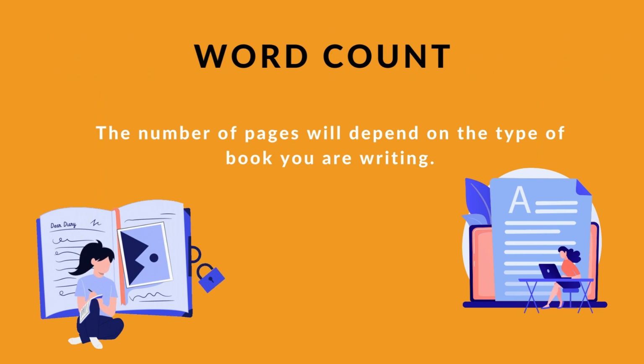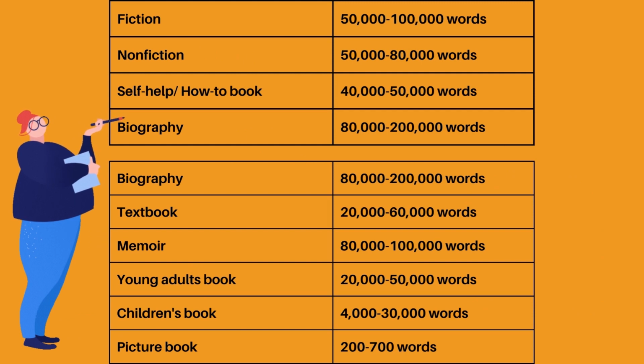Word count. The number of pages will depend on the type of book you are writing. For example, here are approximate lengths of books depending on genre. As you can see, the number of words varies significantly. For example, if your book will be addressed to young adults and students, you may follow the limits between 20,000 to 50,000 words. Also, the word count will depend on the topic, your information, and the number of chapters.